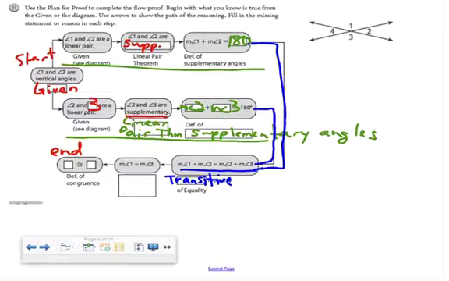And we also talked on the previous screen about how we can subtract angle 2 away, so that's the subtraction property. And then finally, if I know that their measures are equal, then I can say that the angles are congruent using the definition of congruence.